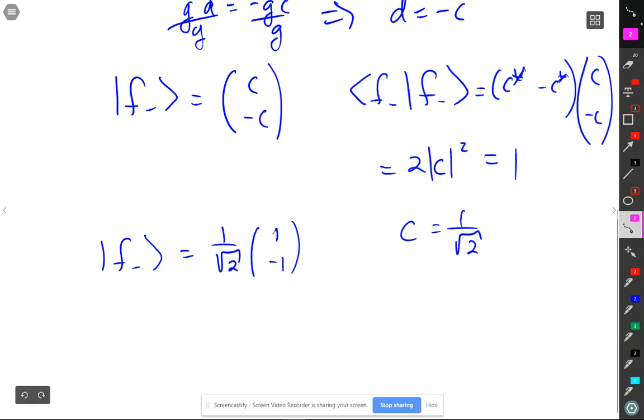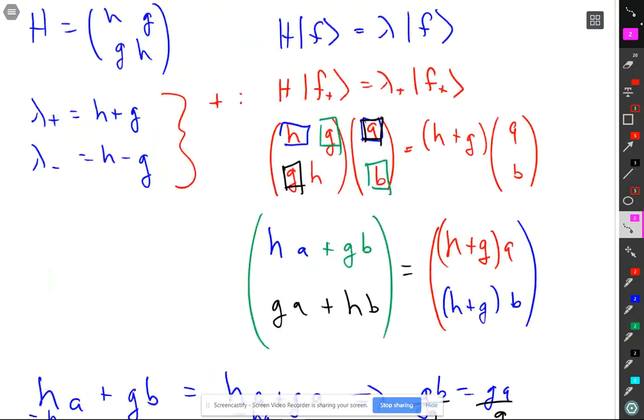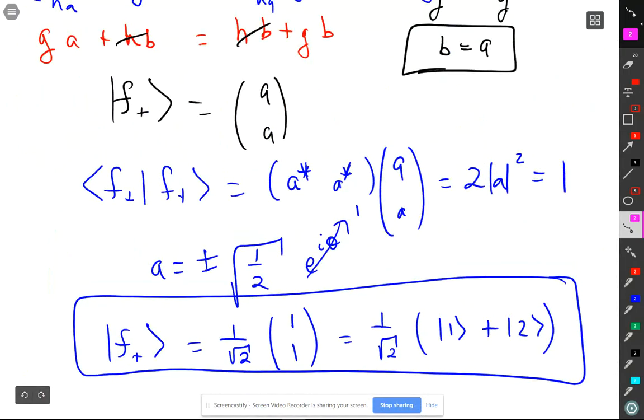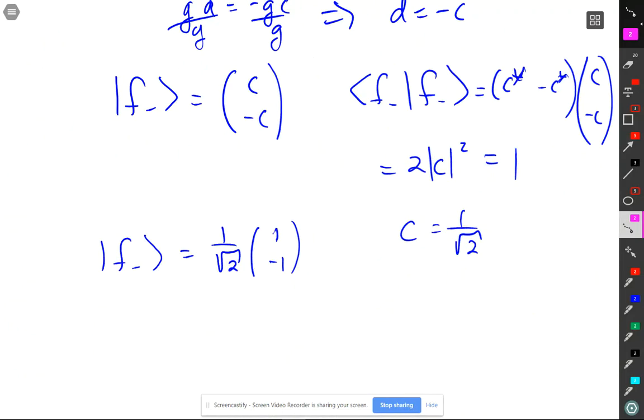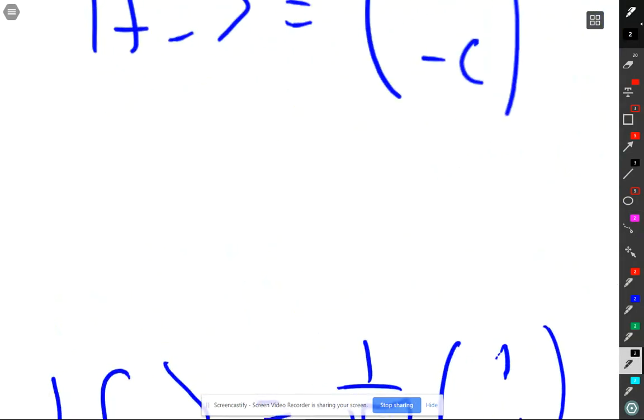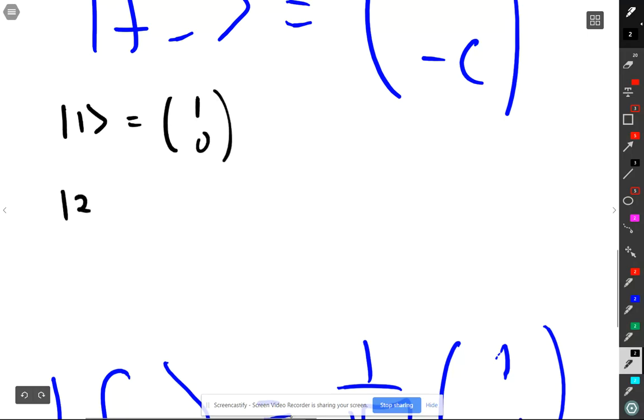Okay, then how did you get, for the F plus, you ended up getting 1 over 2 times ket 1 plus ket 2. I didn't understand that. Okay, so let's do that with this as well. We had, I'm going to write these kind of smallish, ket 1 equals 1, 0. Ket 2 equals 0, 1.